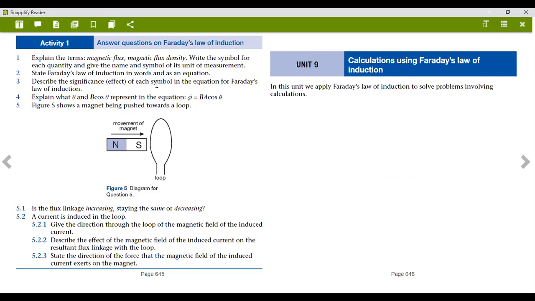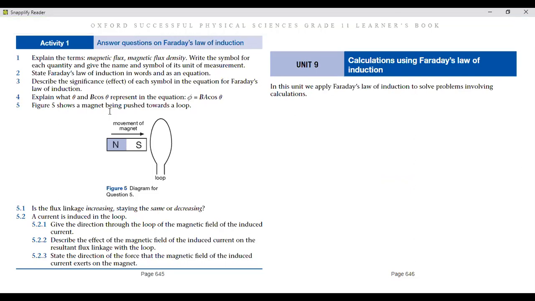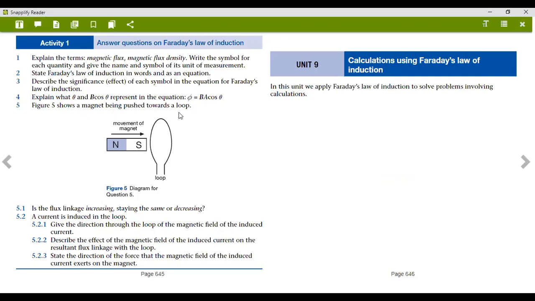They are all there. So number 3 says describe the significance, which is the effect, of each symbol in the equation for Faraday's law of induction. This one we've also done, so I don't think you'll have a problem with it. And number 4, explain what theta and B cos theta represent in the equation. I just explained this, so I hope you're not going to have a tough time doing it. Then another question shows a magnet being pushed towards a loop. Okay, remember this is what we're doing now with that other textbook. Is the flux linkage increasing, staying the same, or decreasing?